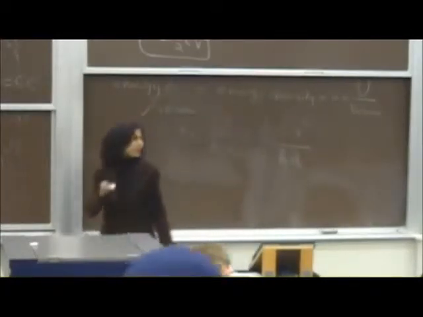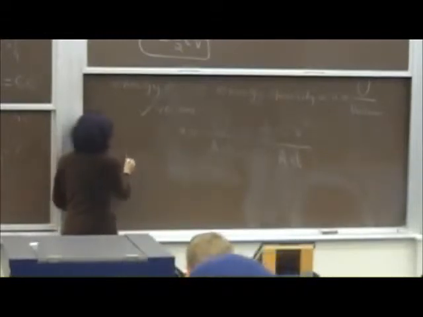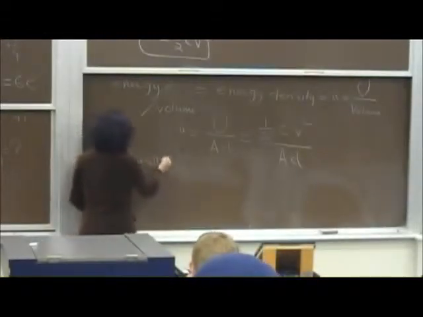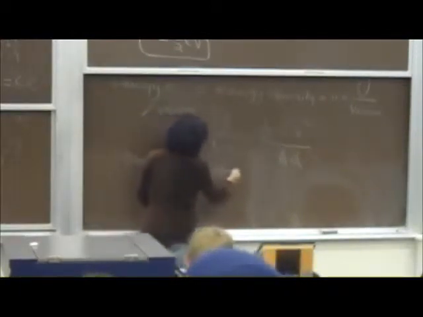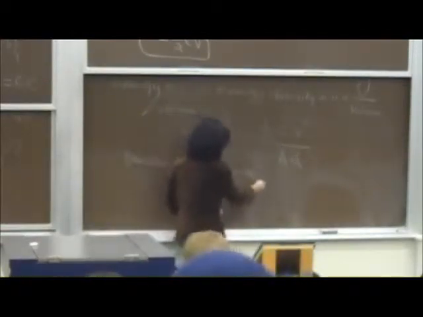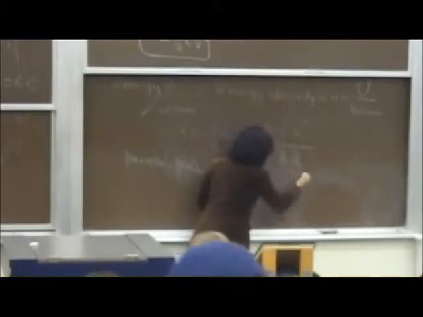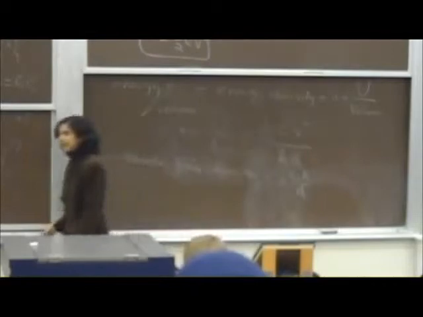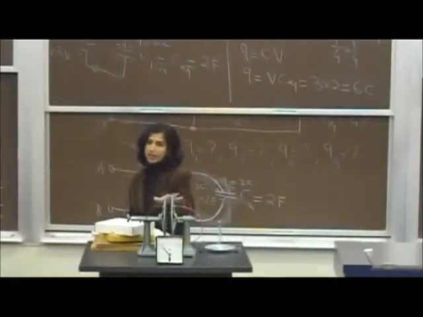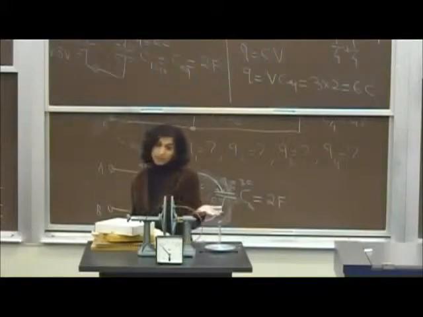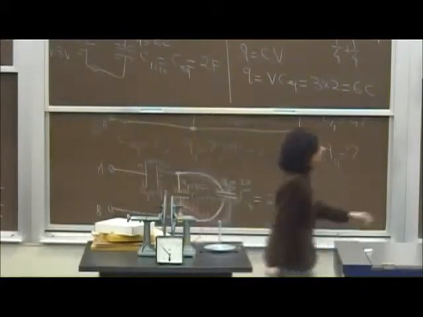Let's say U can be written as half C V square. Okay, now if we were using a parallel plate capacitor, do you remember that C was equal to epsilon 0 A over d, where A is the area of cross section, d is the distance between the plates, and there is air or vacuum, nothing between the 2 plates? So this is what we had learned.